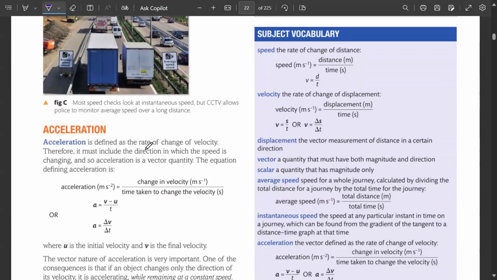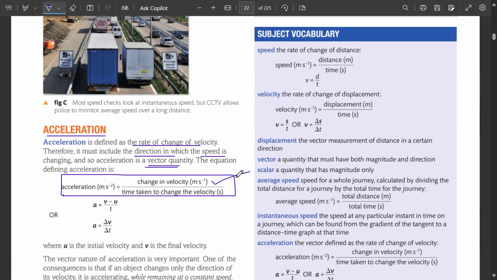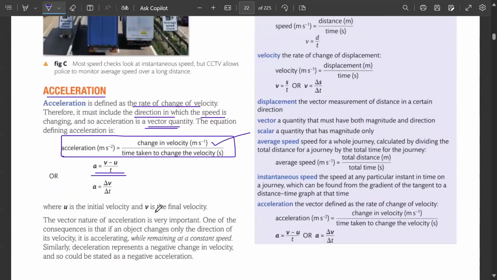Exactly. Acceleration, on the other hand, is defined as the rate of change of velocity. It must include the direction in which the speed is changing, and so acceleration is a vector quantity. The equation defining acceleration is change in velocity divided by the time taken to change the velocity. That is going to be your acceleration: at what rate was your velocity actually changing? Where u is the initial velocity and v is the final velocity.